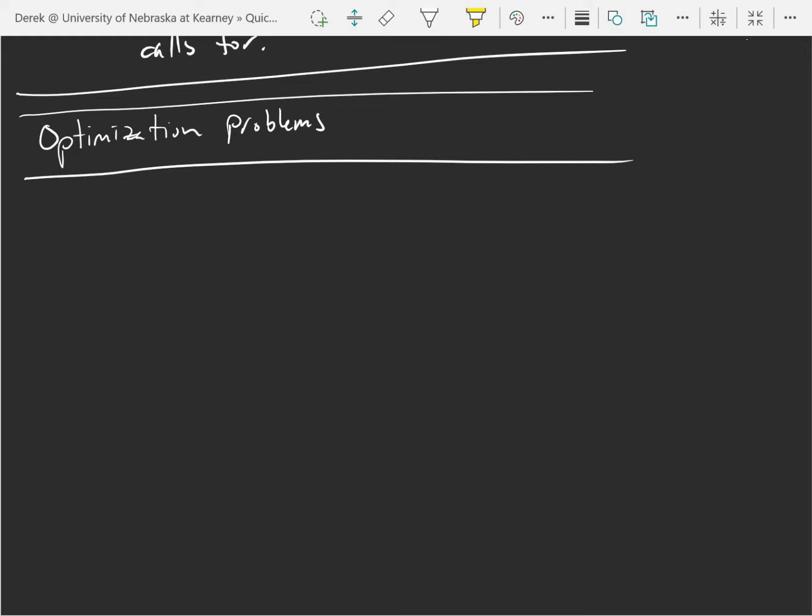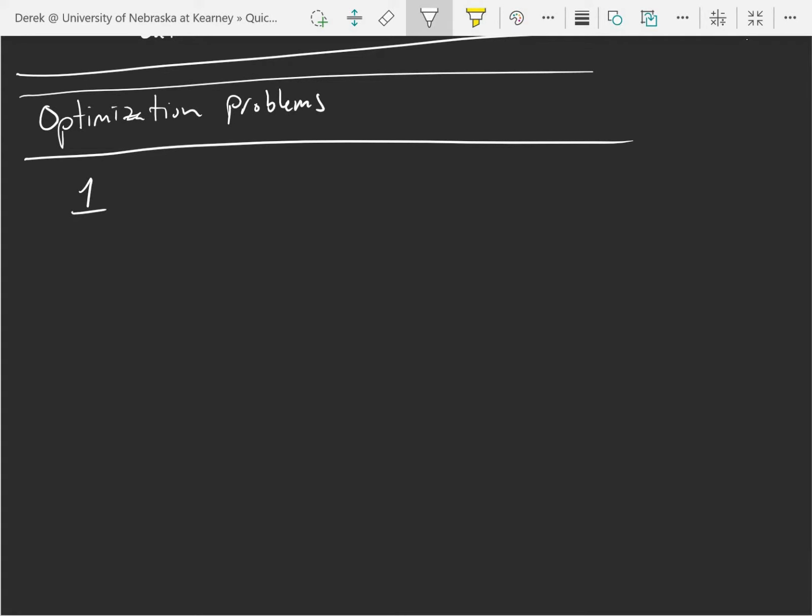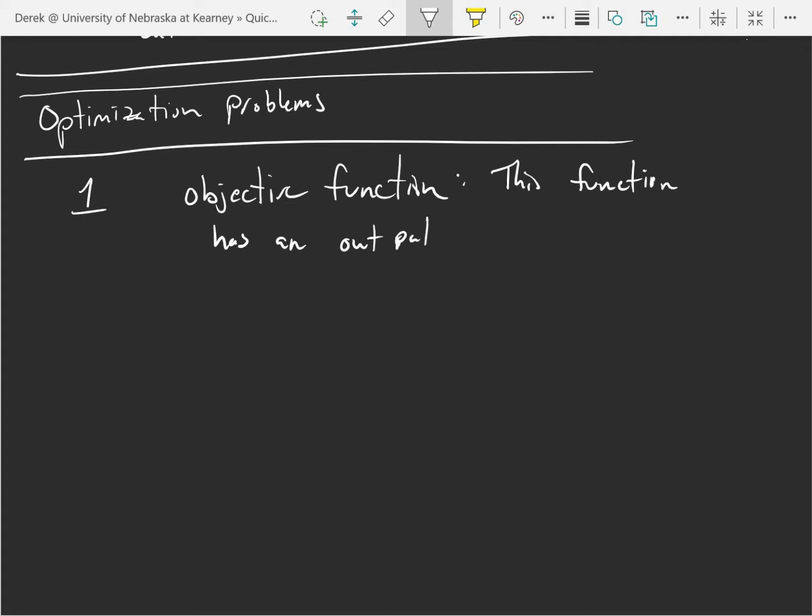Okay, so optimization problems have a basic form. I've got two things. Number one, we've got an objective function. This is a function that has a real output, an output that we want to optimize. And a lot of times this function will have more than one variable.